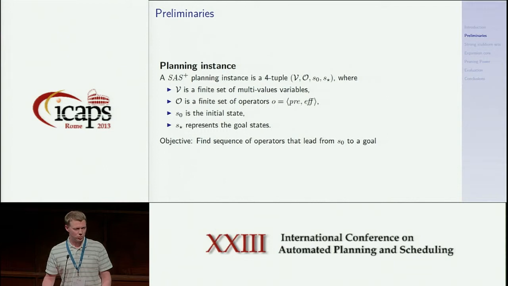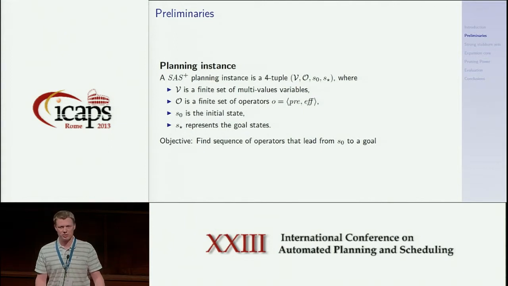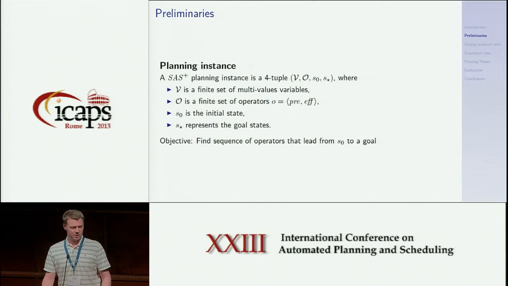All right, so before going into more technical details, let me first very briefly give the preliminaries for this work. We consider standard SAS+ planning, where we are given a finite set of variables to describe the state of the world. We have operators that consist of preconditions and effects. I think you know all that. We have an initial state and a partial state that describes the goal states. The objective is to find a sequence of actions that leads from the initial state to one of the goal states. And our objective, in fact, is to find a cheapest sequence of actions.